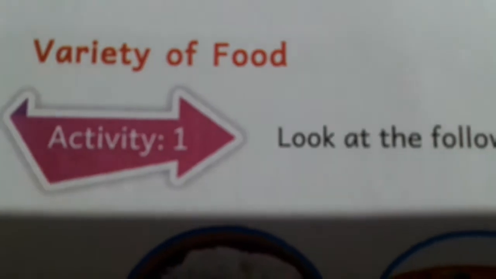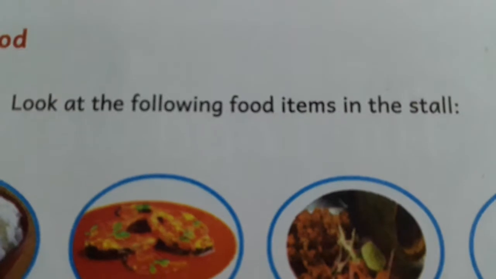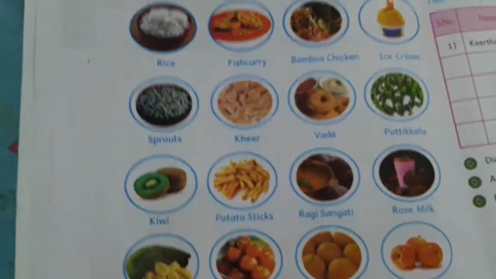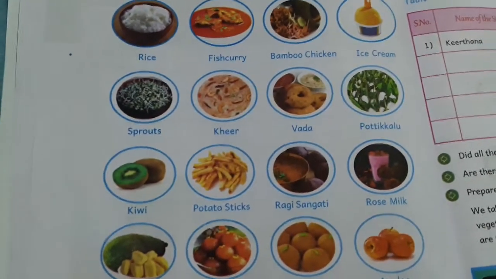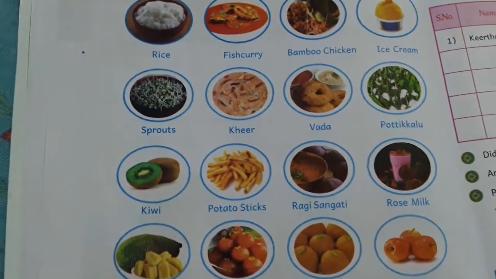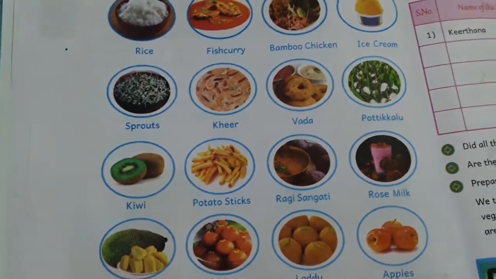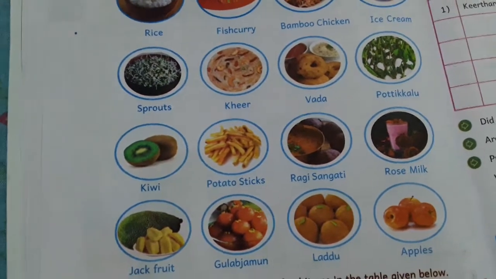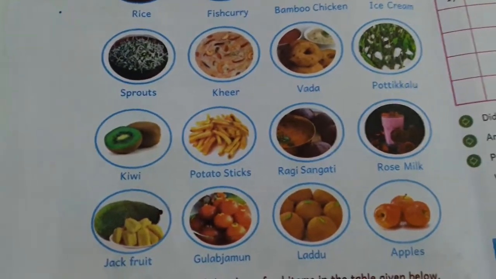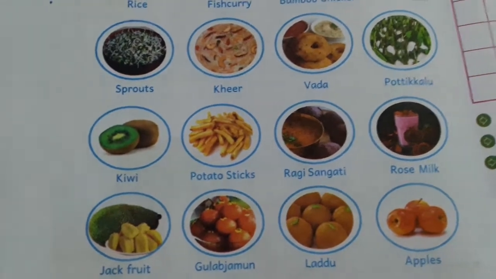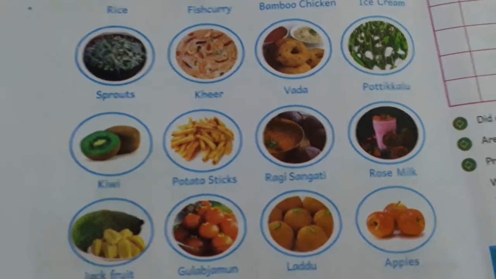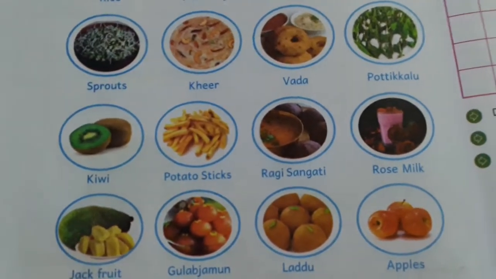First, they have given a variety of food. Activity 1. Look at the following food items in the stall. Coming to these pictures of different food items: rice, fish curry, bamboo chicken, ice cream and sprouts, kheer, vada, potikalu, kiwi, potato sticks, ragi sankati, rose milk, jackfruit, gulab jamun, laddu, apples. Not only these, there are so many different varieties of food in our surroundings.